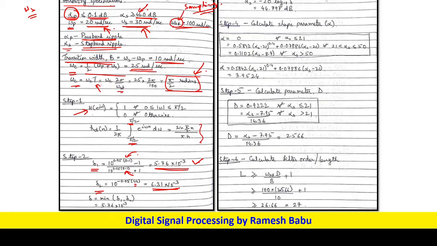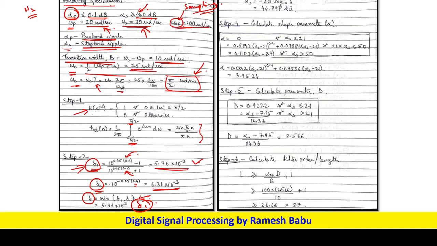So once we have calculated both delta 1 and delta 2, then we have to calculate delta. What is delta? Delta is nothing but the minimum of delta 1 and delta 2. The minimum is delta 1, so we will be using delta 1.